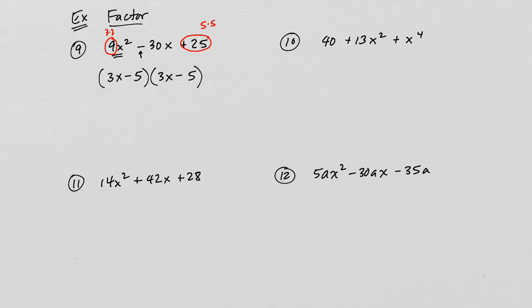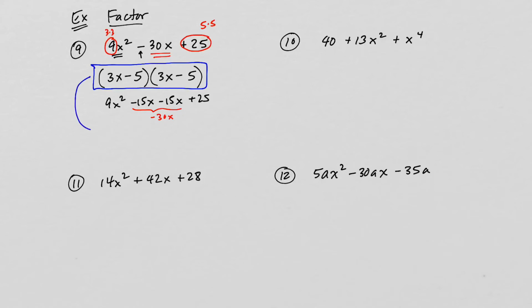And now I'm just going to check this answer. If I multiply 3x times 3x, we get 9x squared. 3x times negative 5 is negative 15x. And then 3x times negative 5 again is negative 15x again. And finally, negative 5 times negative 5 is positive 25. And what you notice here is that you get negative 30x in the middle, which is what we were looking for. So the bottom line is, this is the correct answer.